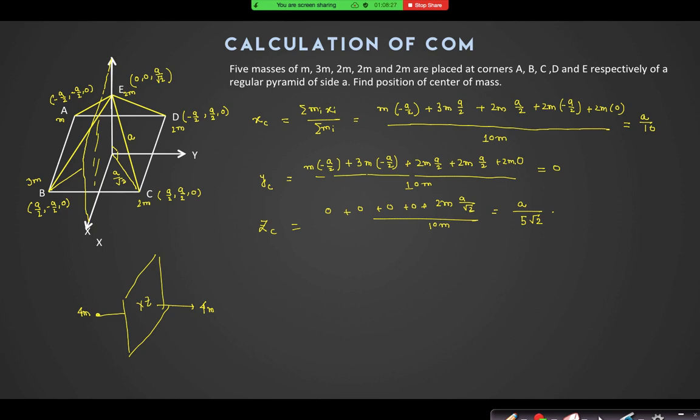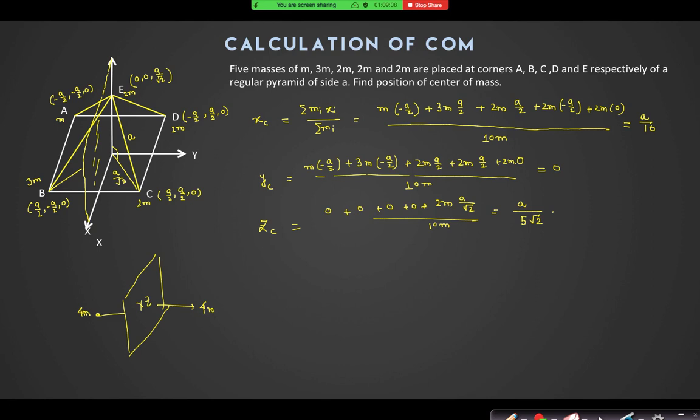Sir, after finding the z coordinate of C, what did you tell about this figure? I have said that if I cut this pyramid along a plane which is the xz plane, what is the mass that is left on the xz plane? It is 4m. And can you find a similar mass lying on the right side of the xz plane? And are both the masses symmetric? That means both the masses are placed at the same distance from the xz plane.